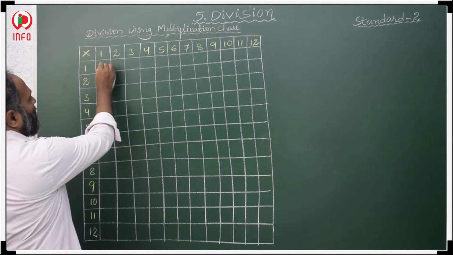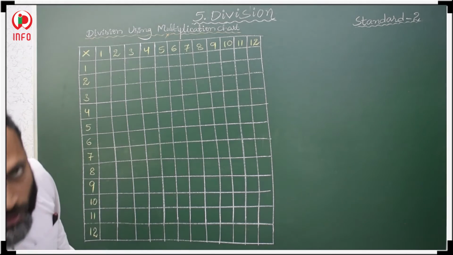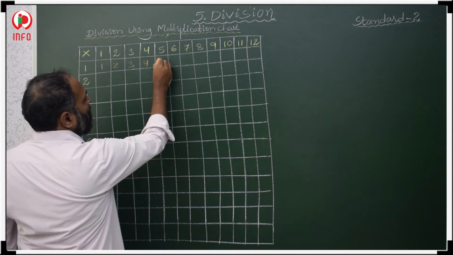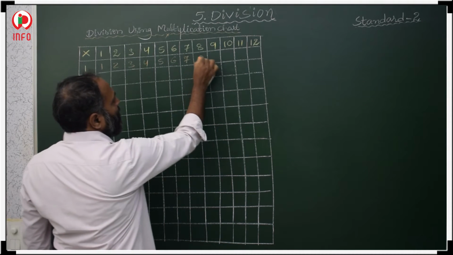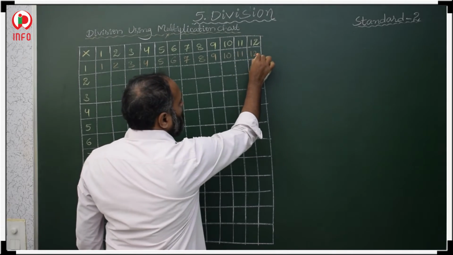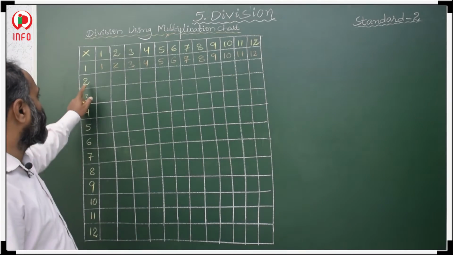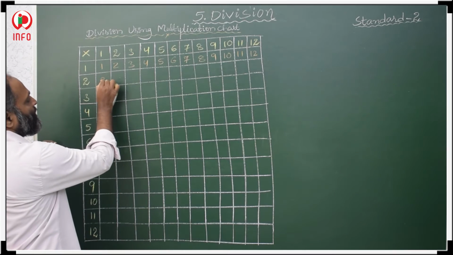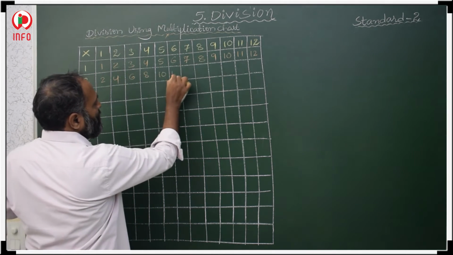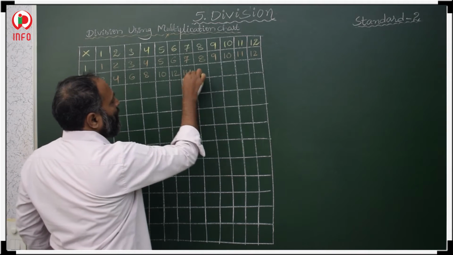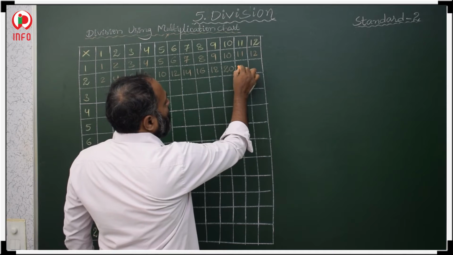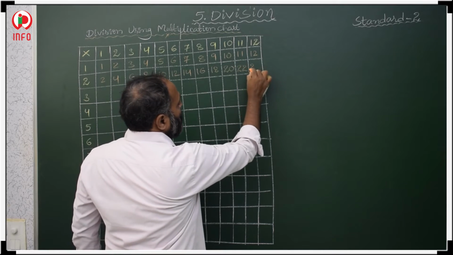Here, 1 table. 1 1s are 1, 1 2s are 2, 1 3s are 3, 1 4s are 4, 1 5s are 5, 1 6s are 6, 1 7s are 7, 1 8s are 8, 1 9s are 9, 1 10s are 10, 1 11s are 11, 1 12s are 12. Next, 2 table. 2 1s are 2, 2 2s are 4, 2 3s are 6, 2 4s are 8, 2 5s are 10, 2 6s are 12, 2 7s are 14, 2 8s are 16, 2 9s are 18, 2 10s are 20, 2 11s are 22, 2 12s are 24.